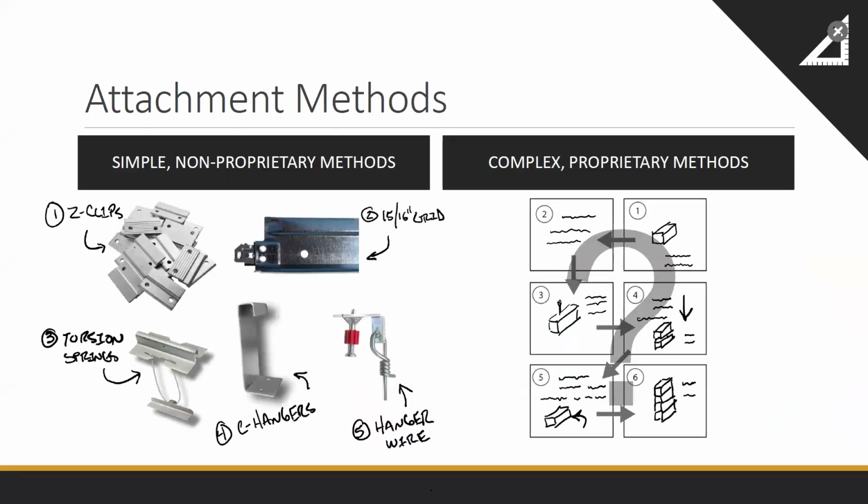So first of all, attachment methods. Rulon uses almost exclusively non-proprietary attachment methods. The only proprietary system is really the clip rail that we use with our linear system, which is also very simple and straightforward. We use attachment methods that contractors are comfortable with, including Z-clips, heavy-duty grid, C-hangers.